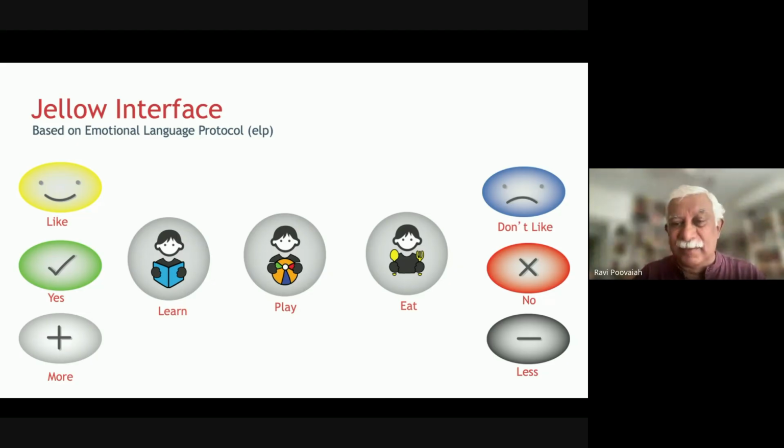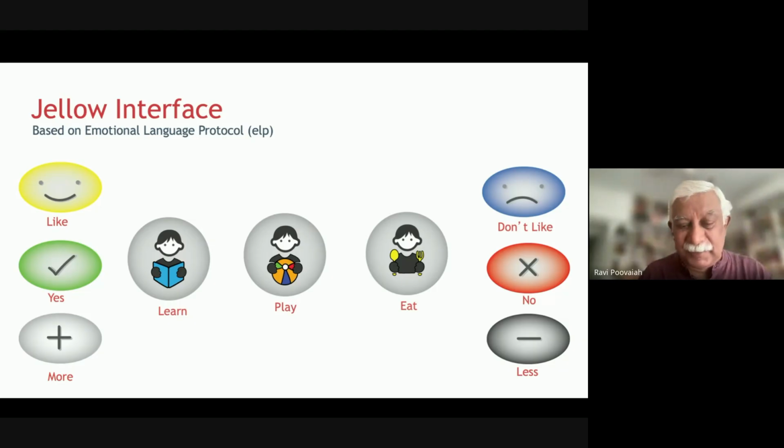And the right side are the negative buttons. I don't like to learn. I don't want to learn. I don't want to learn anymore. So this is the basic language, what we call the emotional language protocol, through which phrases get constructed. It is meant for children who are yet to learn a language, because the system will construct the sentences to help them communicate.